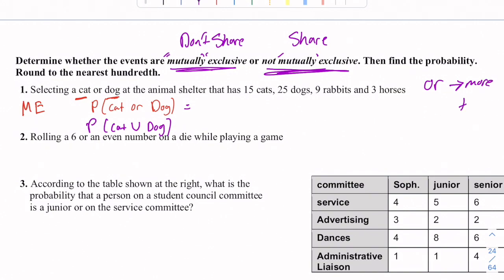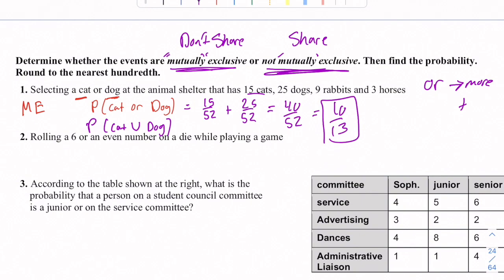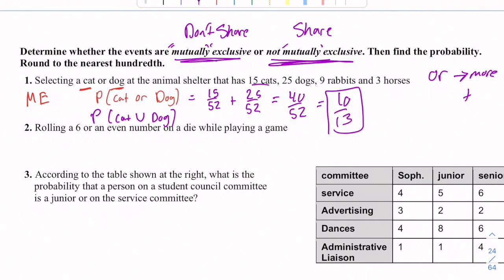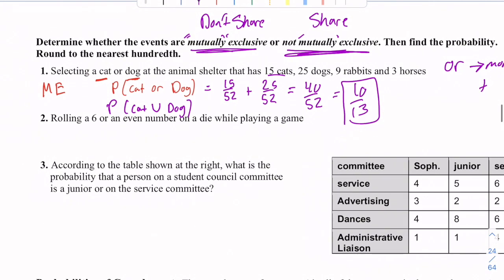So what's the probability of getting a cat? It is 15 over 52. The probability of getting a dog, 25 over 52. Okay, and there's nothing you subtract, right? For mutually exclusive, you don't subtract anything because they don't share. There's no copies of it. So this here is 40 over 52, which is 10 over 13. Okay, I know it says round to the nearest tenths, but you don't have to, or at least for these notes.